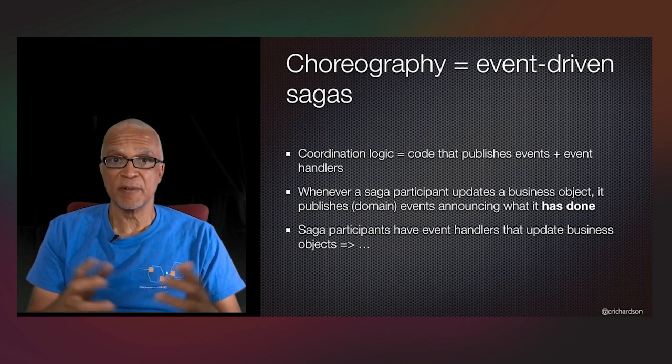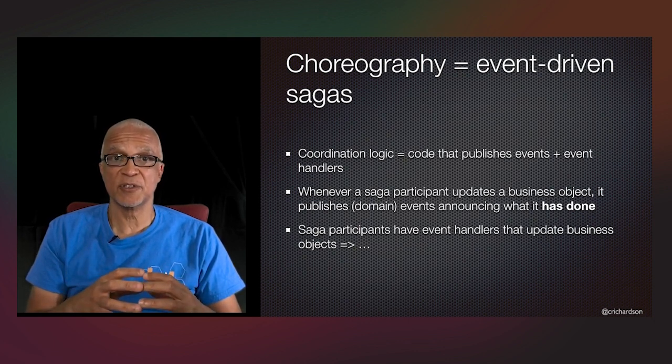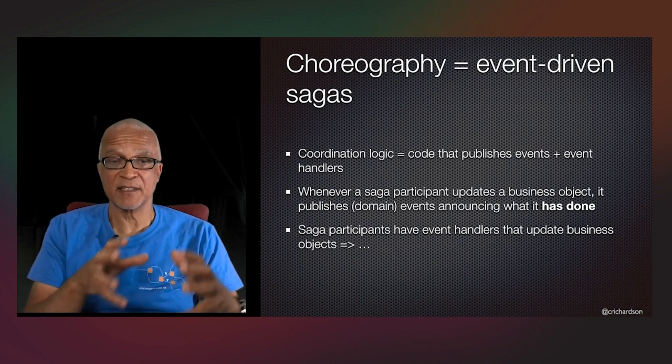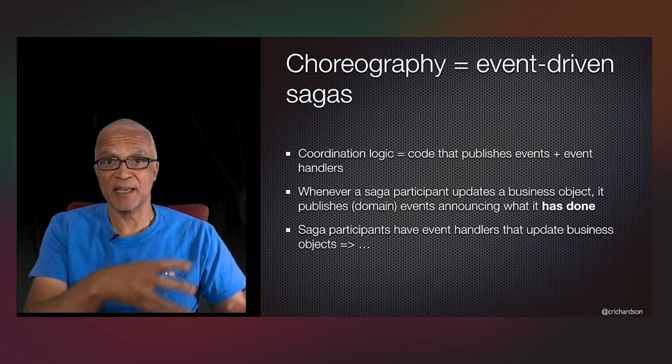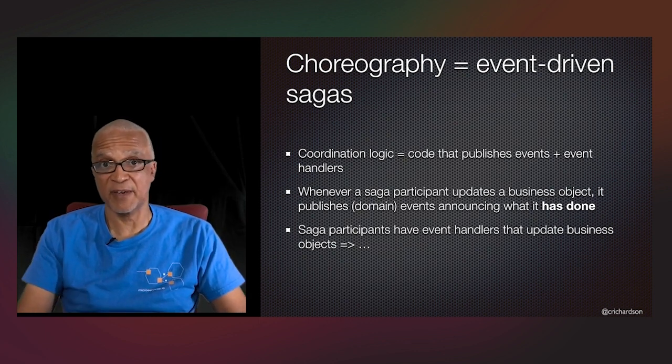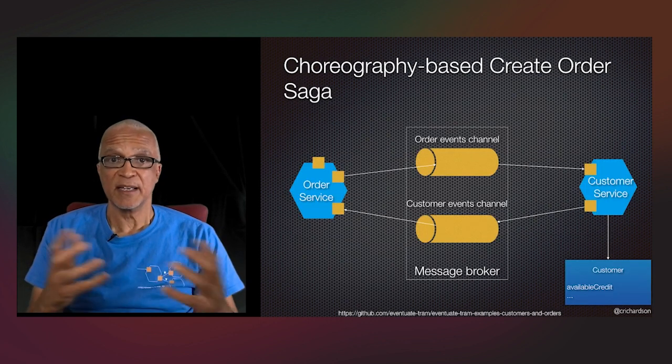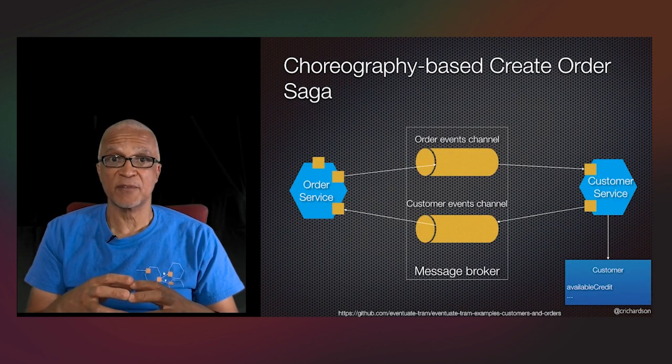A choreography-based Saga uses events to coordinate the execution of the steps. Each step of the Saga updates an aggregate and publishes an event. That event is consumed by an event handler in some other service, which updates an aggregate, publishes an event, and so on. Let's look at the choreography-based version of the create order saga.